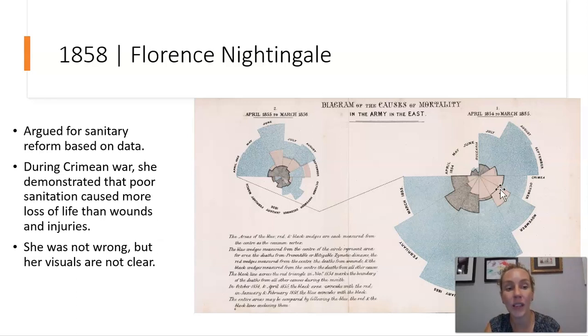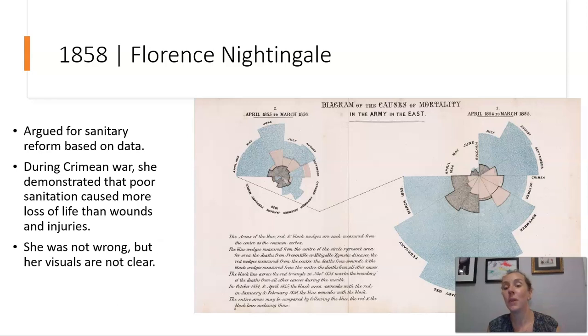So what you see is this big drop-off in deaths when they improve sanitation. Here the blue deaths are what she considers to be preventable, deaths of disease, mostly from poor sanitation, and then you see this big drop-off. Now, this has some critique. She's not wrong, but the visualization as presented is not necessarily clear. But she still made her point, and we still got hand washing in places like hospitals. Go Florence Nightingale, thank you, right?